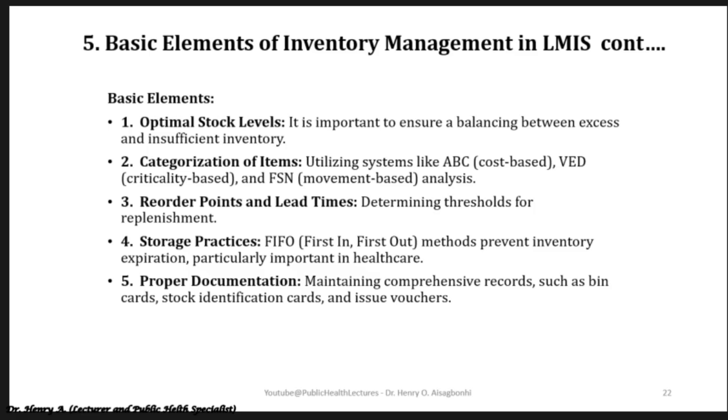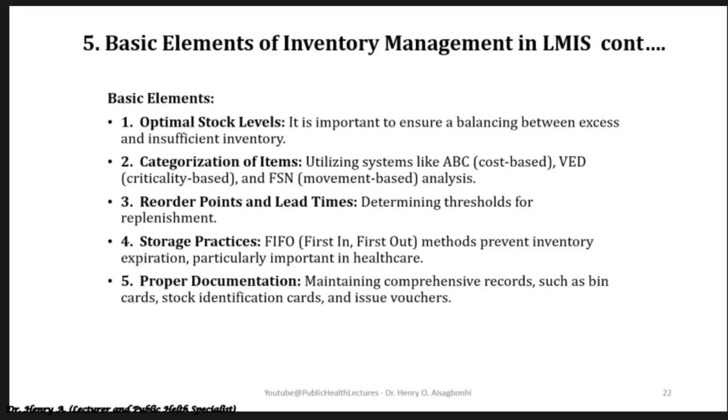So I start with number one, optimal stock levels. This means holding enough stock to meet demand, but not so much that it ties down capital or expires on the shelf. It's about balancing availability and affordability. For example, if a facility holds a 6-month supply of syringes, but uses only half, the excess could expire or take up space that could store other items. Hence, optimal stock level planning is very important so that such a situation does not arise.